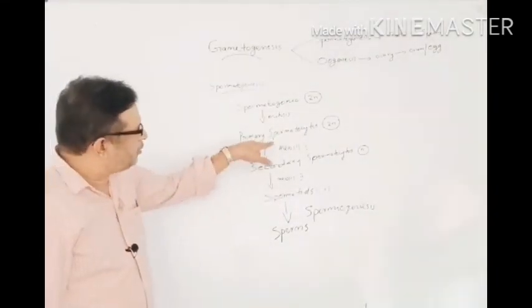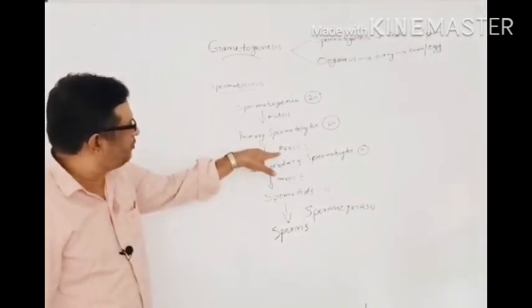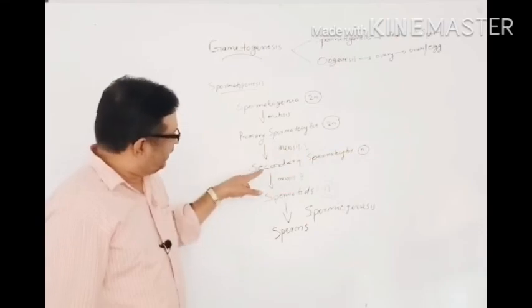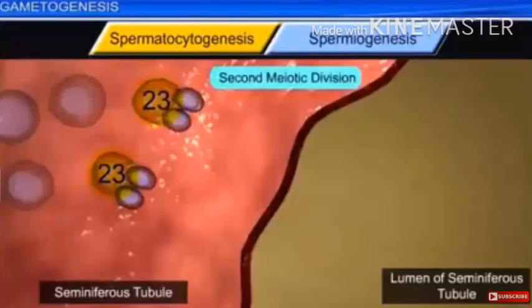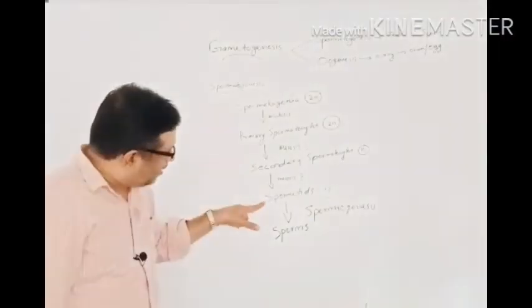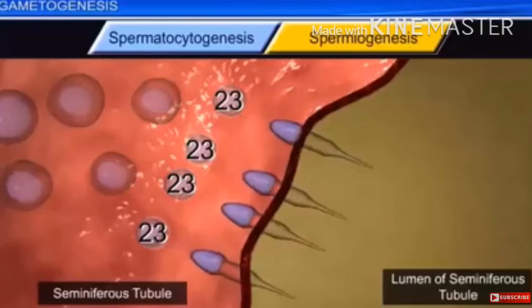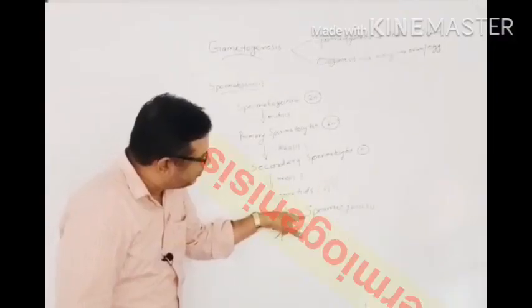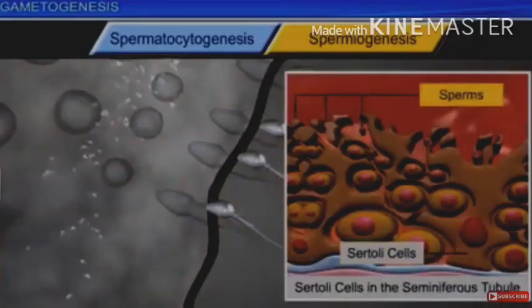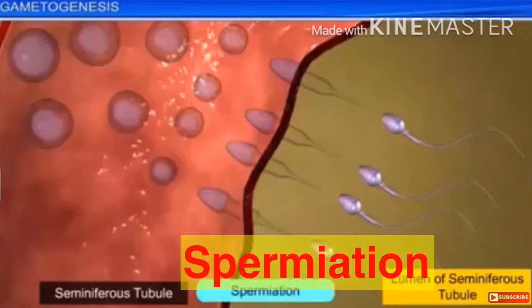So the primary spermatocyte undergoes the first meiotic division, which results in the formation of secondary spermatocytes having the haploid number of chromosomes. Again, the secondary spermatocyte undergoes the second meiotic division, which results in the formation of spermatids, which also have N number of chromosomes. So the spermatids undergo differentiation to transform into sperm, and that process is termed spermiogenesis. The sperms that form in the seminiferous tubules, lying embedded in the Sertoli cells, are released from the seminiferous tubules by the process of spermiation.